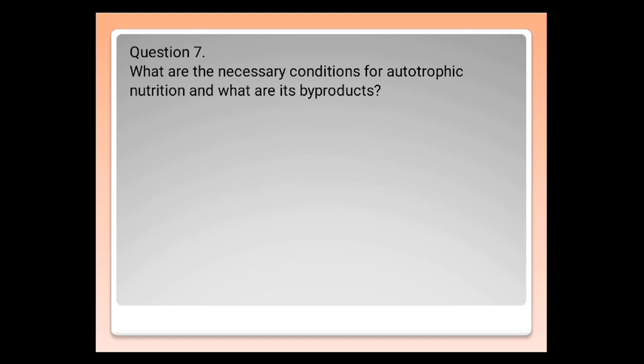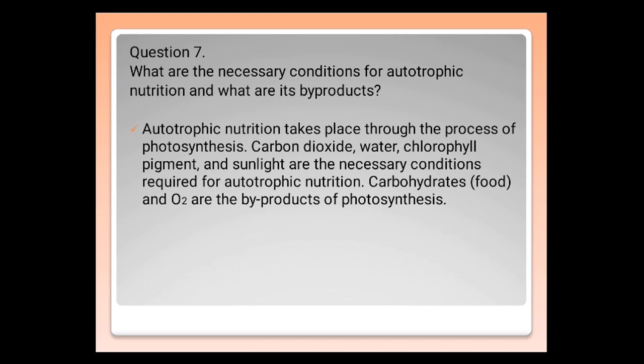What are the necessary conditions for autotrophic nutrition and what are its byproducts? Answer: Autotrophic nutrition takes place through the process of photosynthesis. Carbon dioxide, water, chlorophyll pigment, and sunlight are the necessary conditions required for autotrophic nutrition. Carbohydrates and oxygen are the byproducts of photosynthesis. Moving on to the next question.